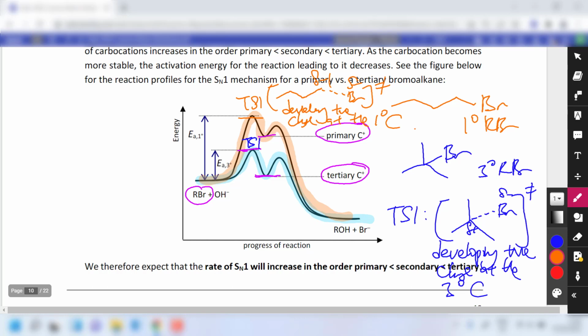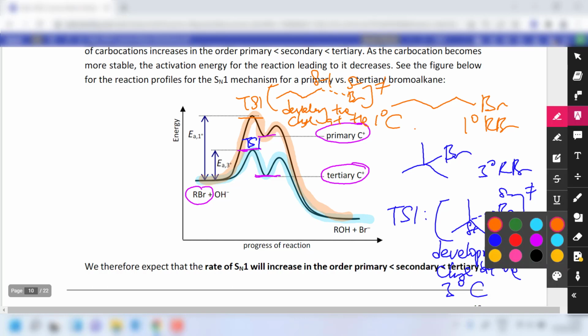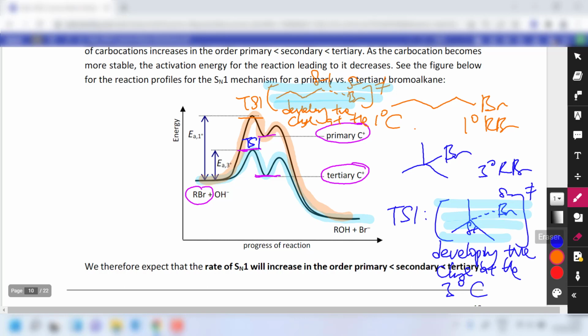Okay, and if I were to ask you to compare the stability between this TS and this TS, obviously you should be able to tell me that the one with a developing positive charge at the tertiary carbon is more stable as compared to that with a developing positive charge at the primary carbon. Consequently, you know that the tertiary carbocation is more stable than the primary carbocation. So that explains the relative difference in the heights.